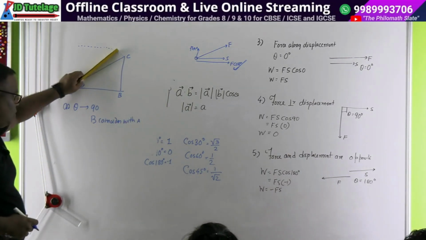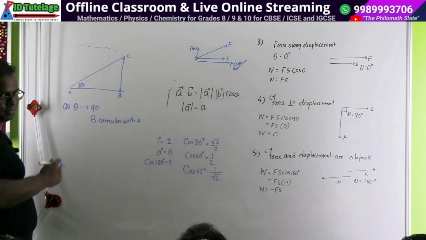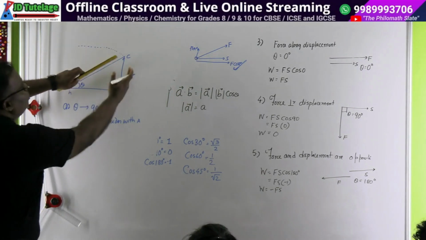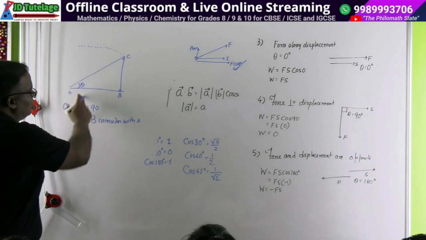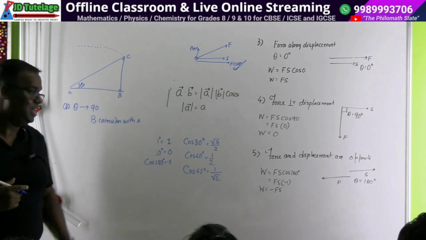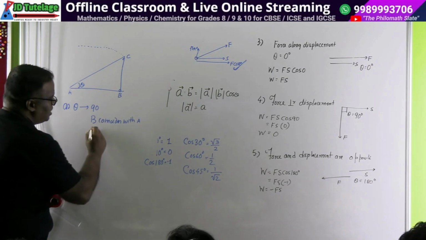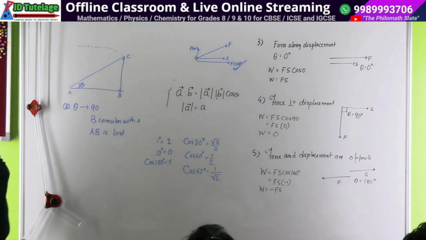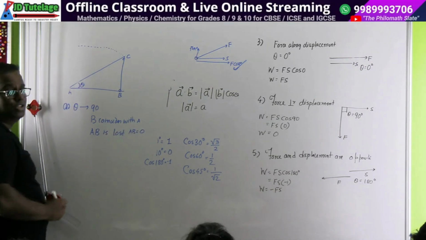If I open it like this, imagine that there are rails on this one. This thing starts sliding, no? Imagine if you try to open it up to 90, don't you think we have to bring this, like this? B coincides with A. As theta tends to 90, B coincides with A. That means AB is lost. You don't have AB anymore. That means AB becomes equal to 0.